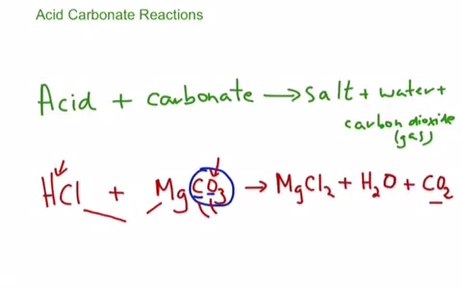So you can see how this fits the general formula. So an acid plus a carbonate makes a salt, in this case magnesium chloride, plus water, plus carbon dioxide gas. And you would have seen this as bubbles in the reaction, bubbles of gas, in this case carbon dioxide gas.